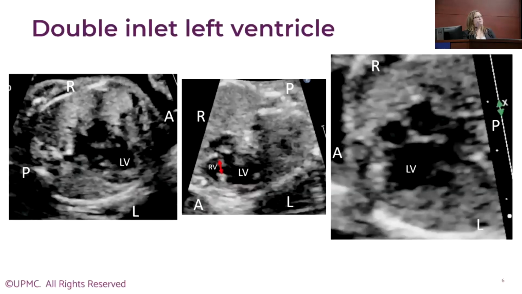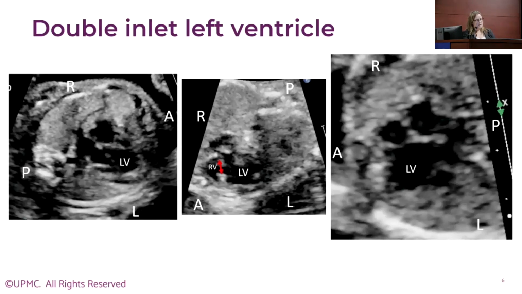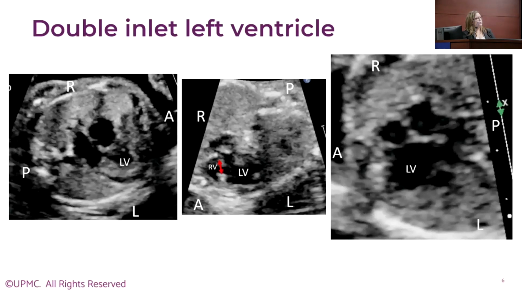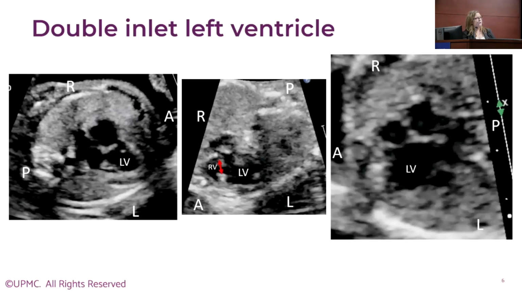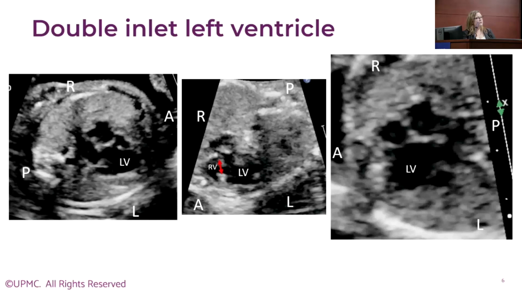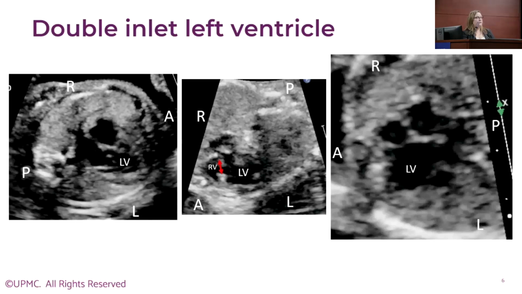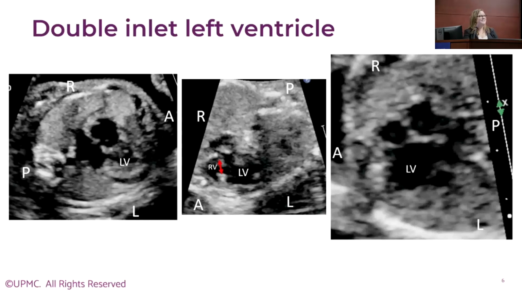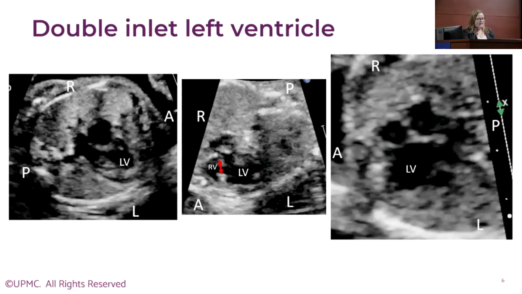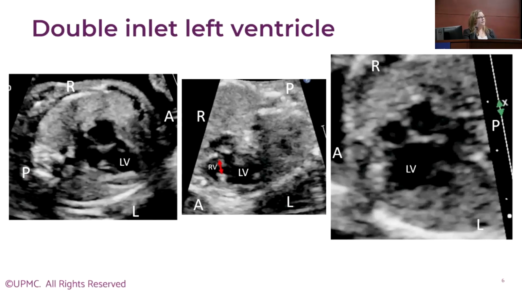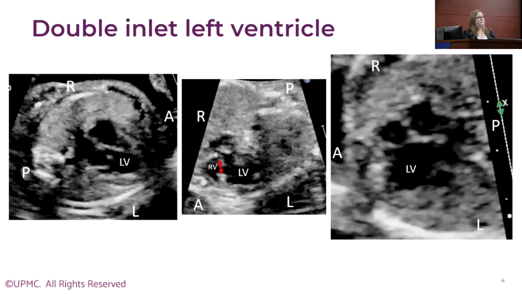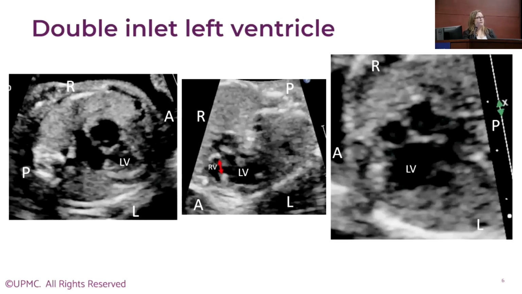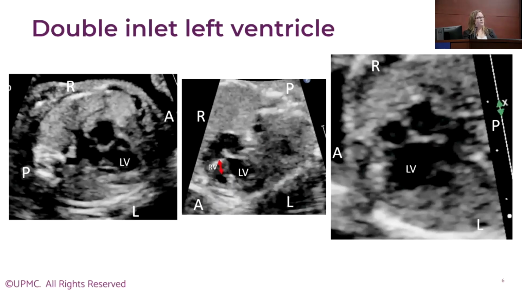A different example of double inlet left ventricle in the fetus. On the left-hand panel, we can see again 2 good-sized atria, 2 AV valves, and a single dominant left ventricular chamber, only a single ventricle seen in this view. In the middle, we can see where the red arrow is, the plane of that ventricular septal defect, and the smaller right ventricular chamber.